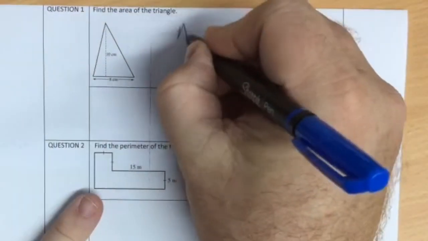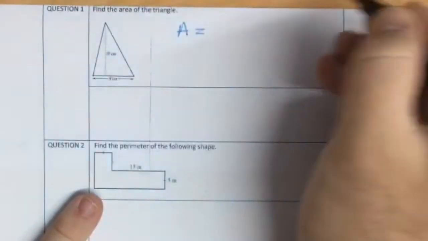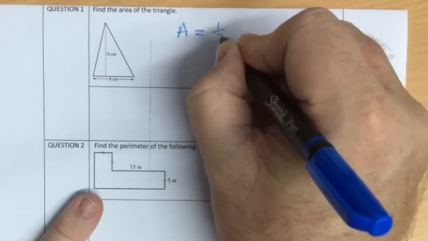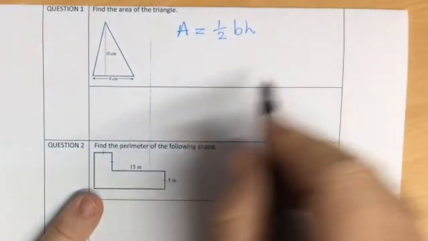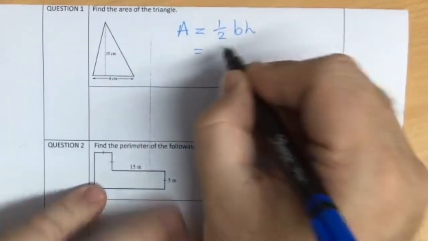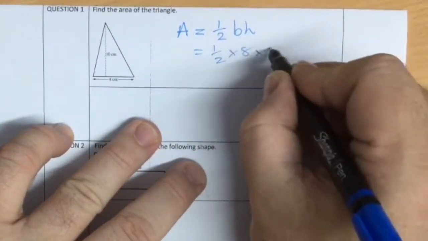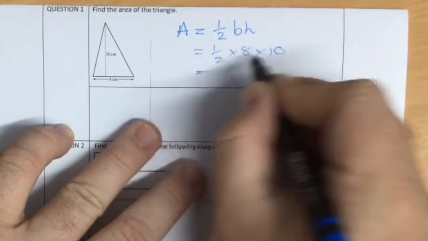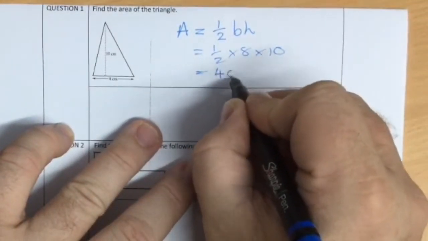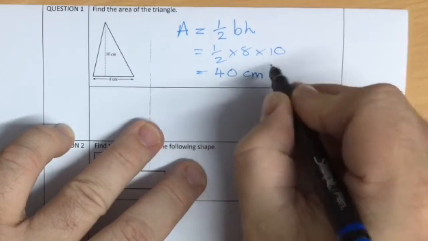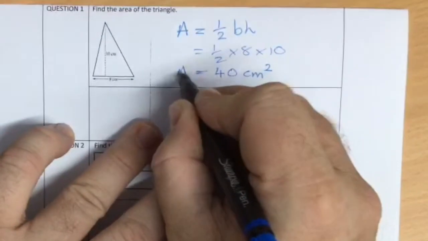The first thing we're going to do whenever we're responding to a question like this is to write the rule. A triangle is half of a parallelogram, so half base times height will give me the answer. In this case, the base is 8 and the height is 10. So this is half of 8 times 10, which is 40. Our units are both in centimetres, so the answer is in centimetres squared.